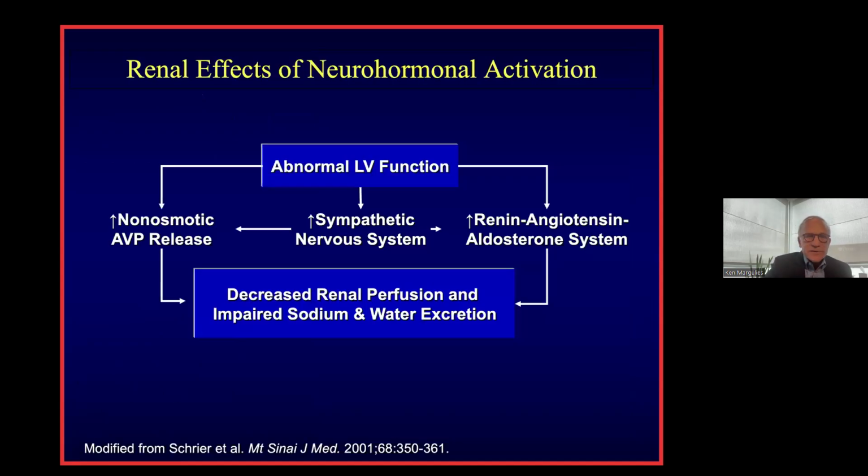Since I've spent so much time talking about how signaling pathways affect the heart, I think it's at least worth giving a little bit of lip service to the fact that these same signaling pathways and neurohormonal systems, because they circulate, are capable of affecting other organs throughout the body. One, of course, is the kidney. That abnormal LV function produces sympathetic nervous system activation, non-osmotic AVP release, increased renin-angiotensin aldosterone system.